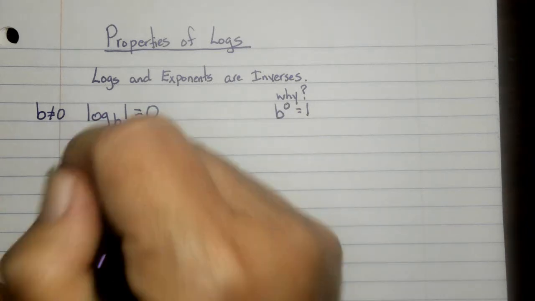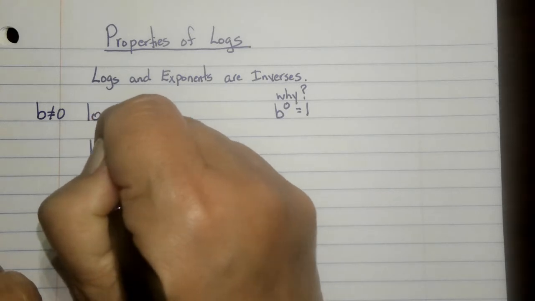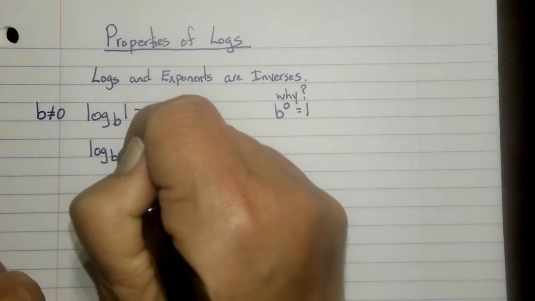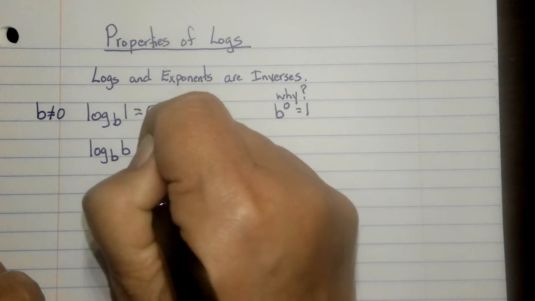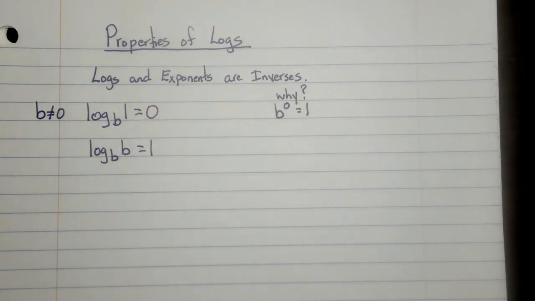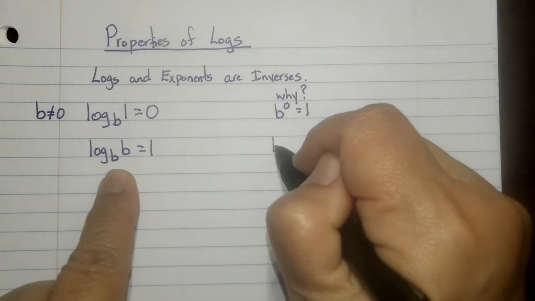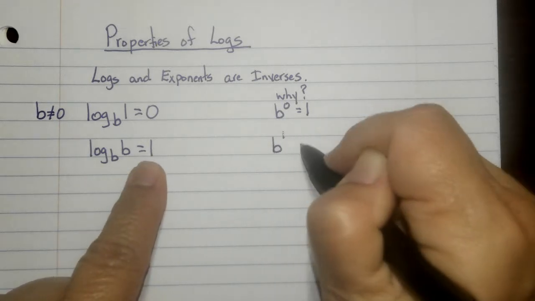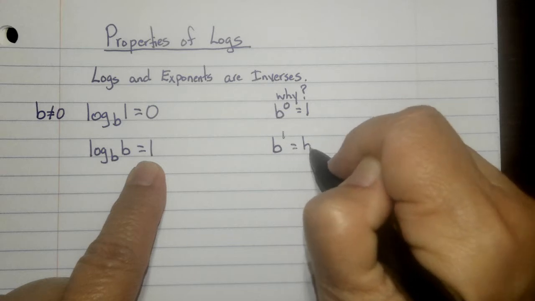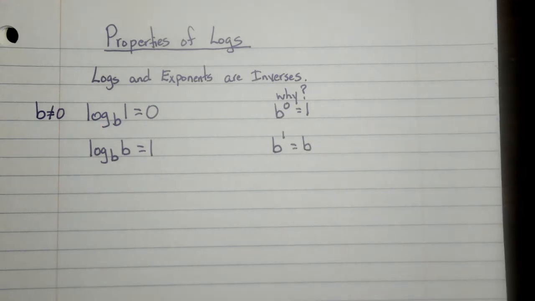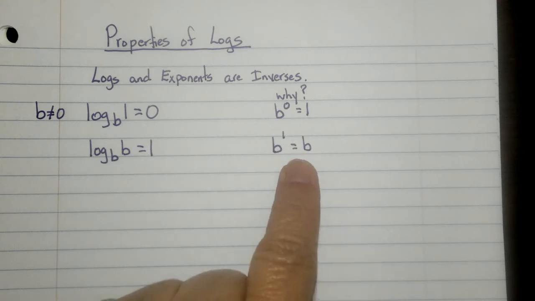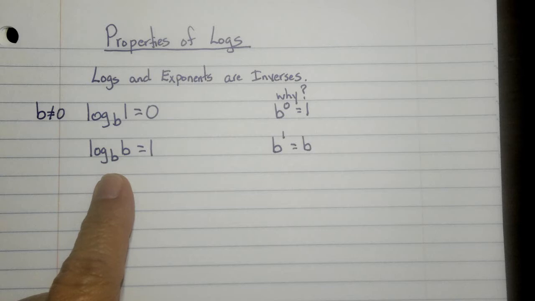Alright, next property is that log base b of b is equal to 1. Why does that happen? Well, again, let's rewrite it as an exponent. If we rewrite this in exponential form, b to the first power is equal to b. Well, yes, we know that's true. Any number to the first power equals itself. So this is just that same idea written in logarithmic form.